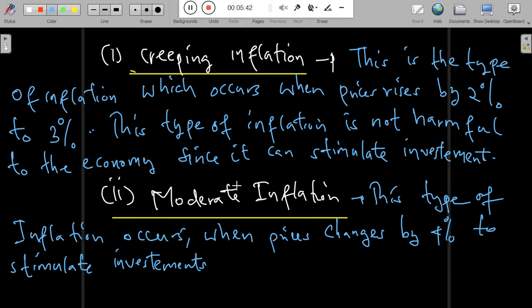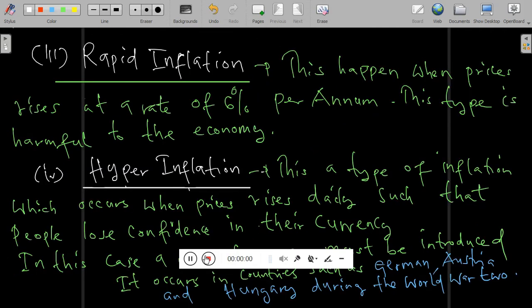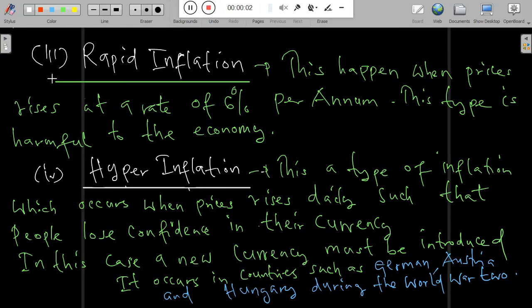This type of inflation is not harmful to the economy since it can stimulate investment. Moderate inflation is a type of inflation that occurs when price changes by 4%. Under moderate inflation, the inflation is not harmful to the economy since it is advantageous as it promotes investment.